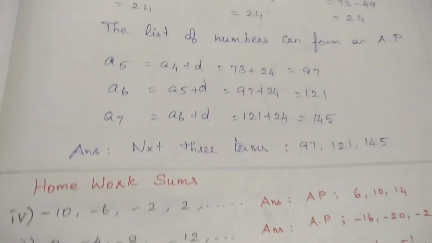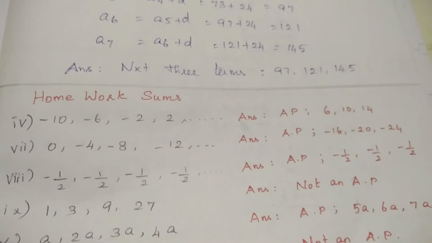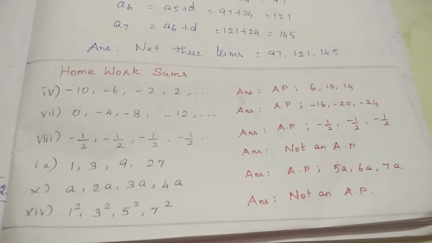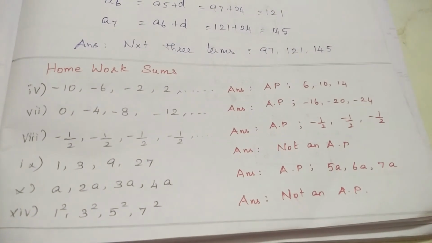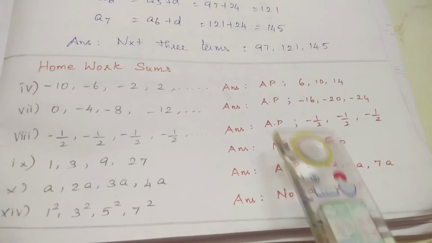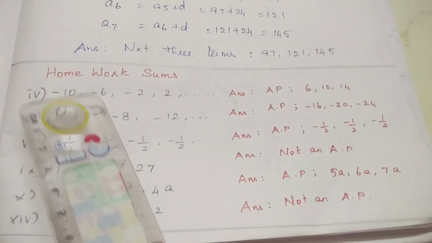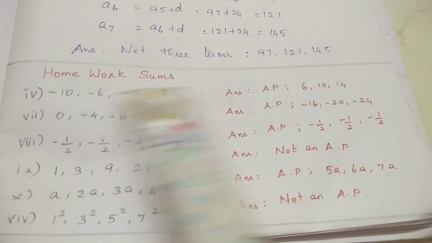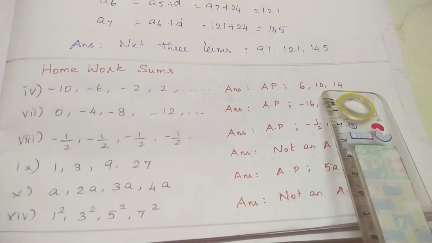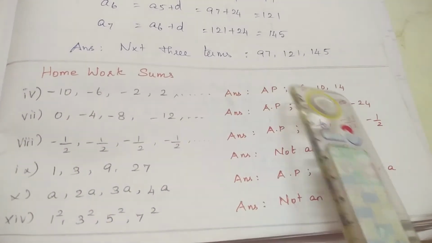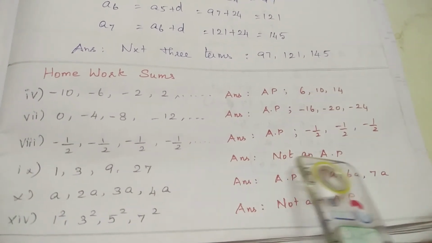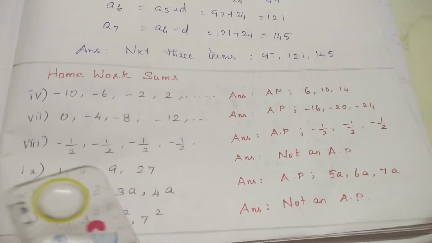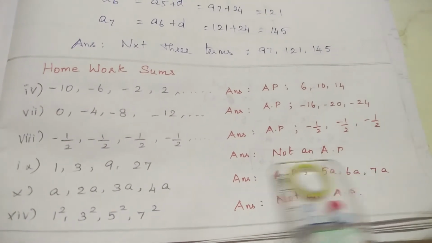And then the homework sums I gave: root 10, the 4th sum, 7th sum, 8th, 9th, 10th and 15th. I also gave the answers. First you have to check whether the given list of numbers is an AP. If it is an AP, you have to find the next three terms, so I wrote the answer as AP and the next three terms. If it is not an AP, you check that the common difference is not equal. That's why it is not an AP.